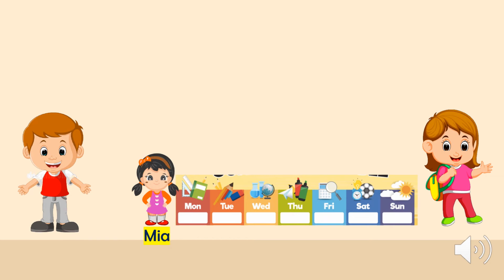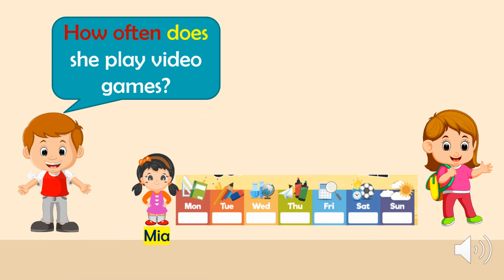Oh, this is Mia's timetable. Mia is the girl, right? So with the girl, we will use he or she to talk about. Yes, we will use she, right? She is another person. So I have the word does, okay? How often does she play video games? All right, Mia is the girl. So I have the question, how often does she play video games?